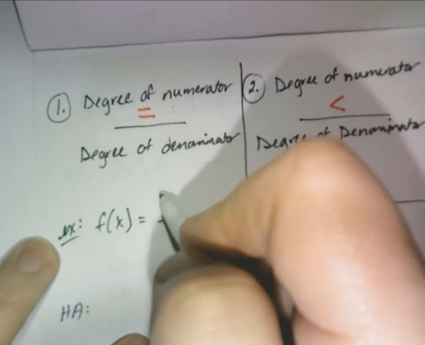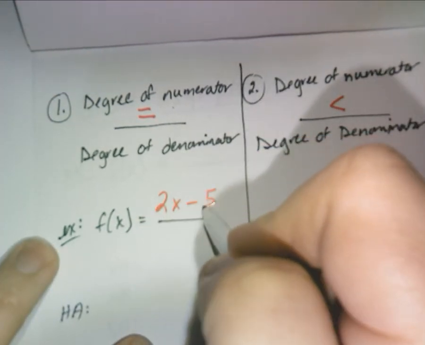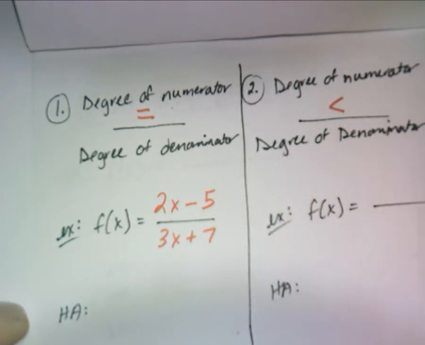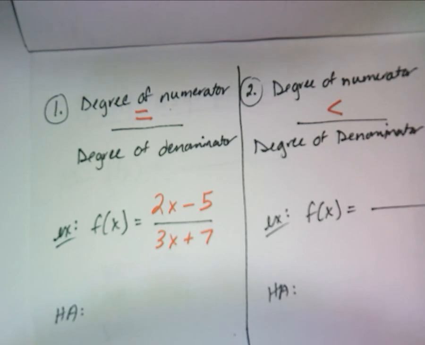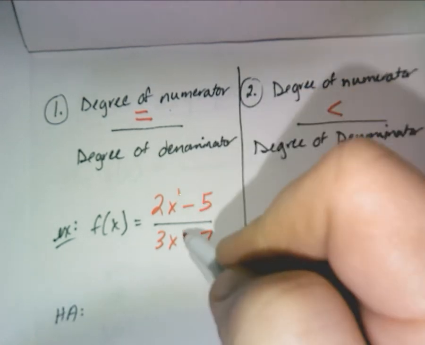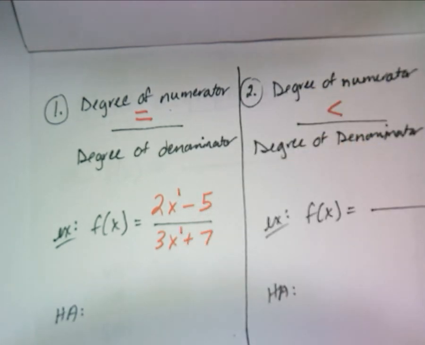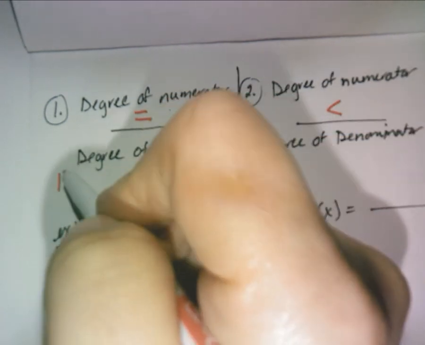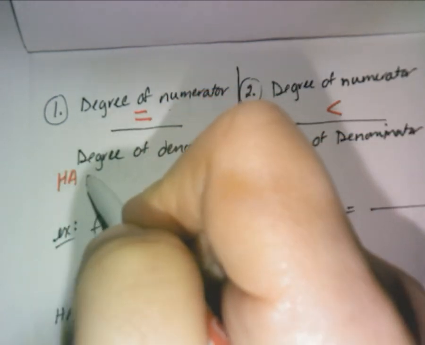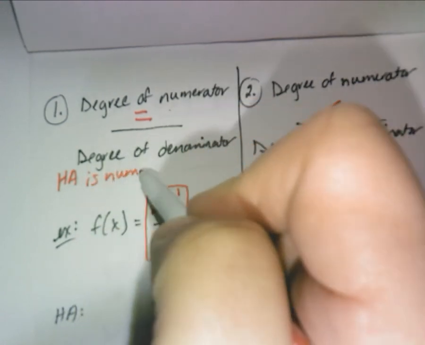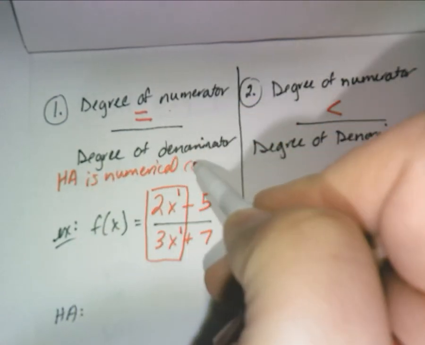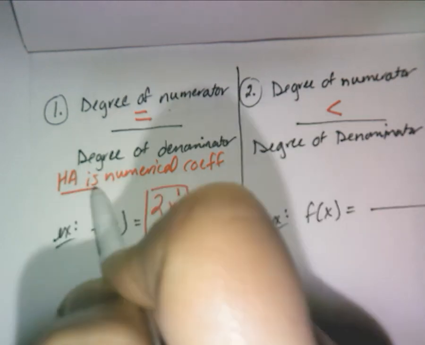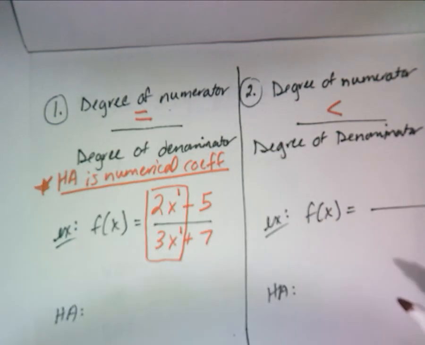Let's say I have (2x minus 5) over (3x plus 7), okay? So here's my rational expression. The degree on top is 1, the degree on bottom is 1. Do you all agree? Okay? If that happens, then your horizontal asymptote is what we call the numerical coefficient of that degree. The horizontal asymptote is the numerical coefficient.